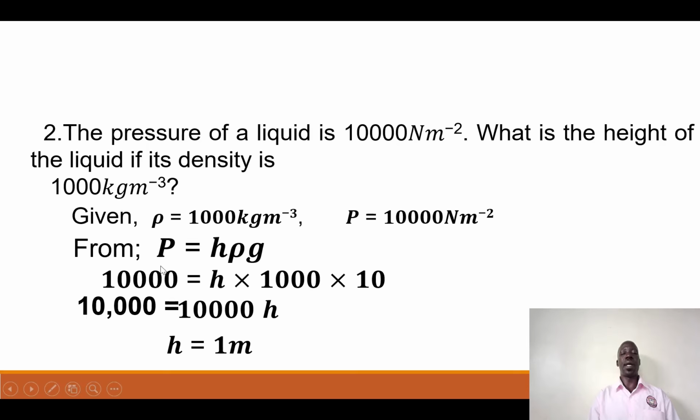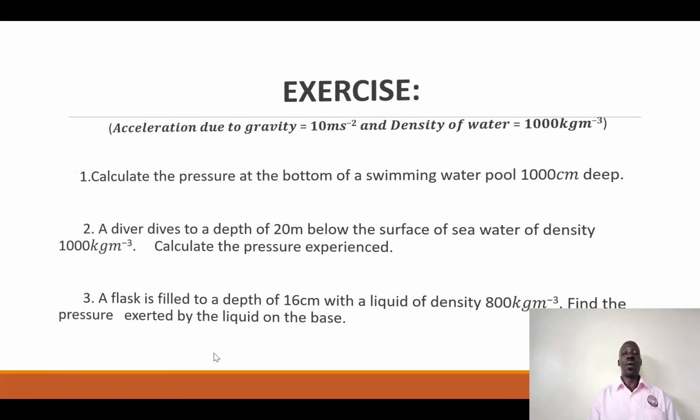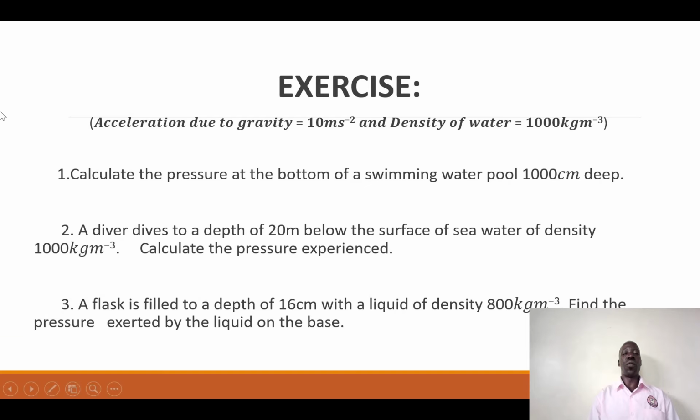Now we are going to plug in 10,000 where there is pressure. h we are going to maintain, but rho we substitute with 1000 and g with 10. When we compute this properly, we realize that 10,000 equals 10,000 h. Now when we divide both sides by 10,000, we have h equals 1 meter. Yes.